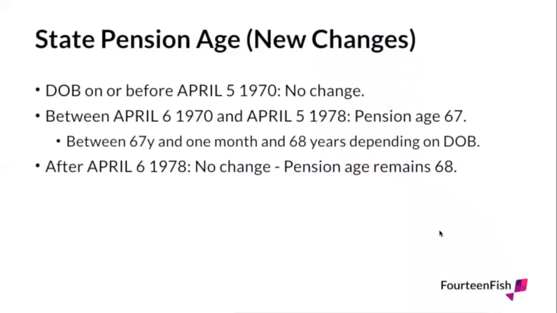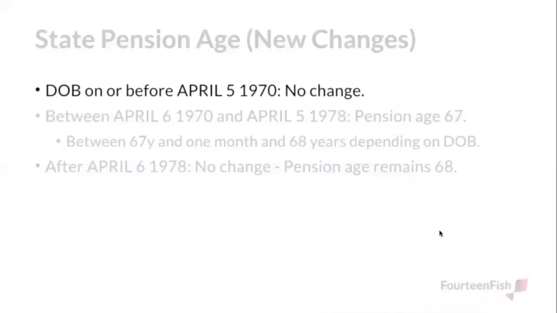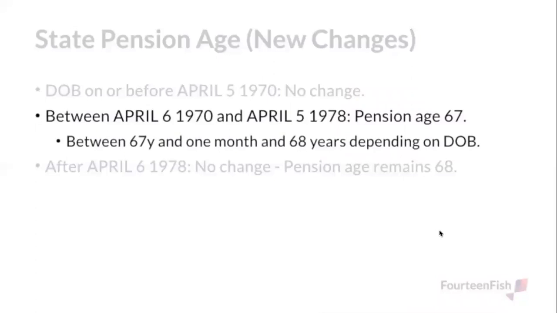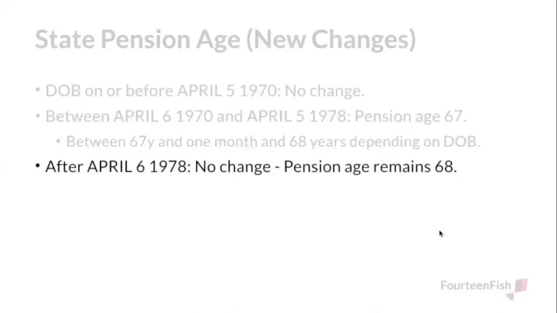In a nutshell, if your date of birth is on or before April 5, 1970, there's no change in your pension age. If, however, you were born between April 6, 1970 and April 5, 1978, your pension age will be 67, or between 67 years and 1 month and 68 years, depending on your date of birth. Patients can always refer to the government.uk website to verify this. If you're born after April 6, 1978, there's no change and your pension age remains at 68.